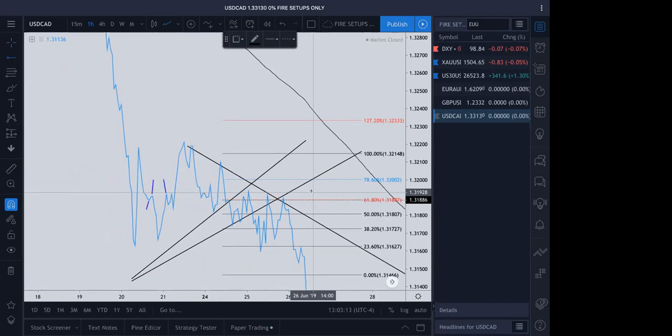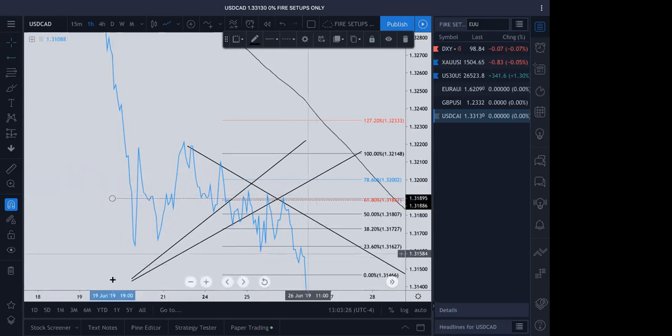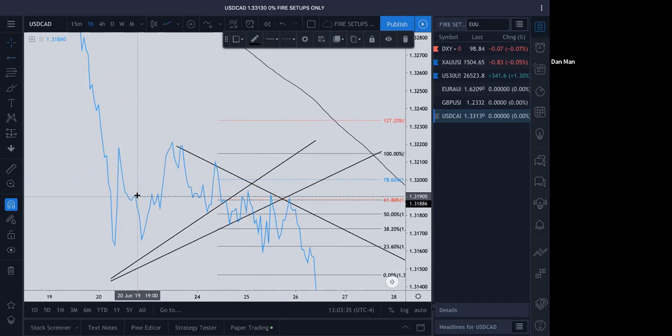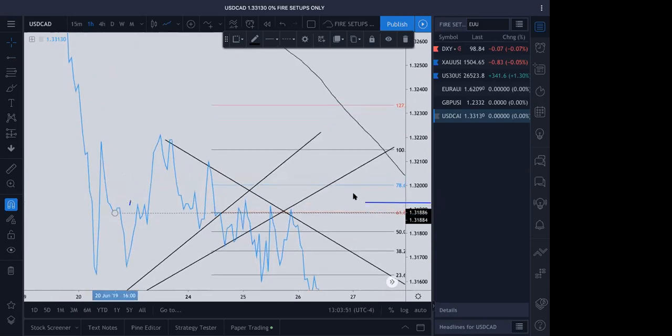Closest point. Let's try to find the closest to 61.80. Let's click exactly on the point with the magnet mode. No, it's above. No. It's below, it's not good. Try this one. Perfect. You can see it lines up exactly with the 61.80.